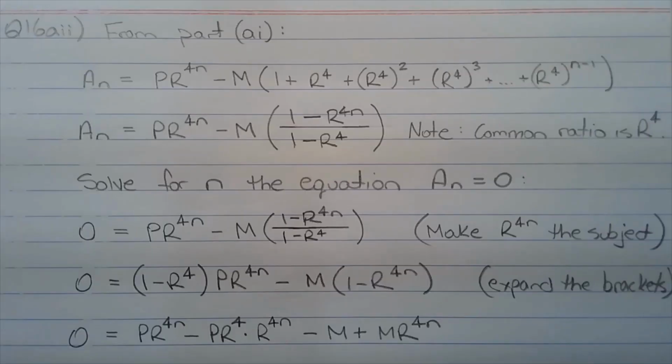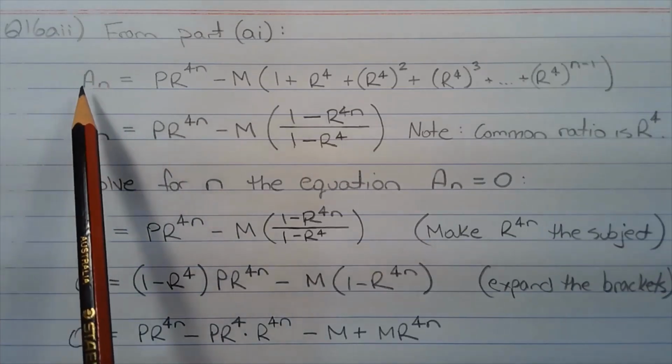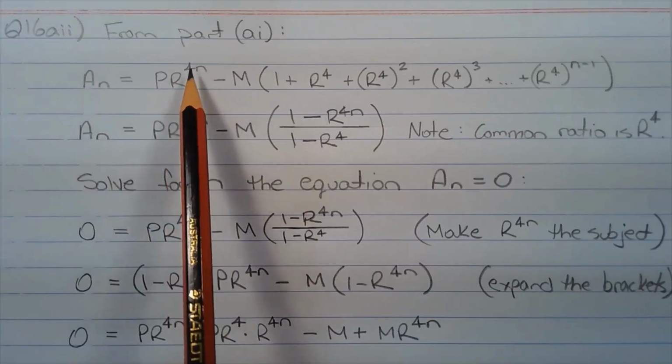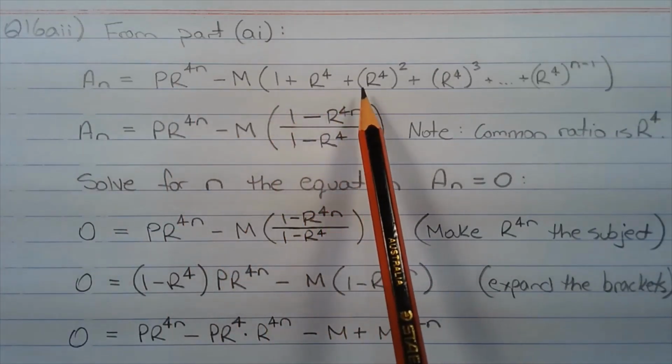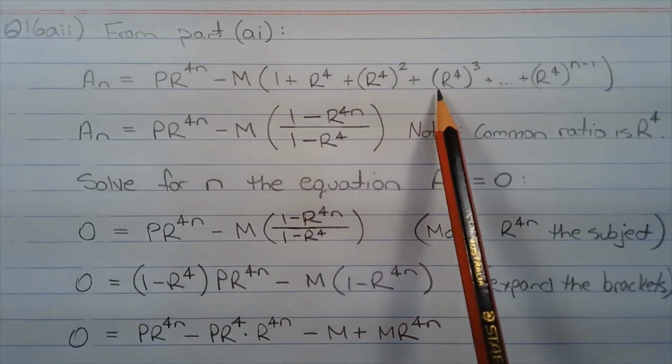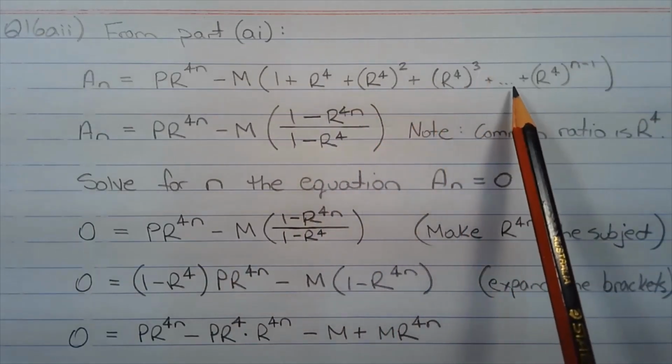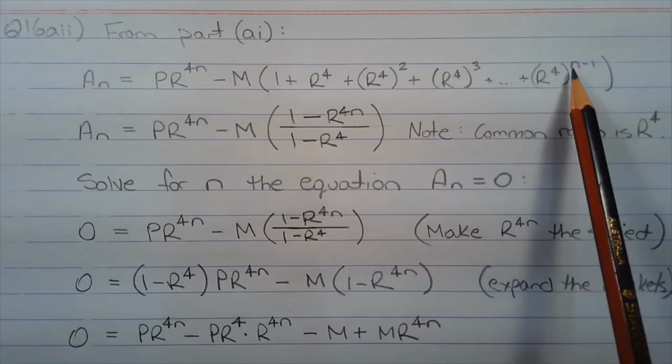From part 1, we can generalize a formula for AN, which is the amount remaining in the account after the nth withdrawal. So we have AN is equal to PR to the power of 4n minus M outside of 1 plus R to the power of 4 plus R to the power of 4 squared plus R to the power of 4 cubed plus ... plus R to the power of 4 to the power of n minus 1.